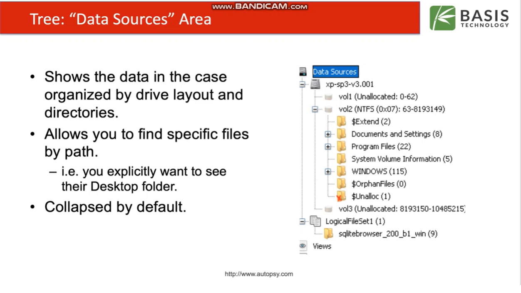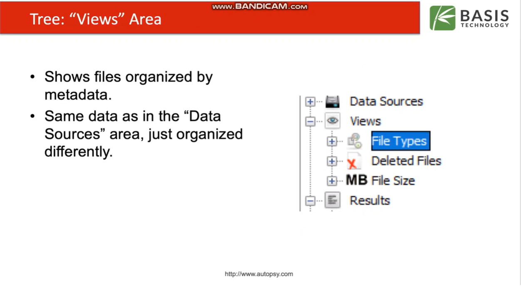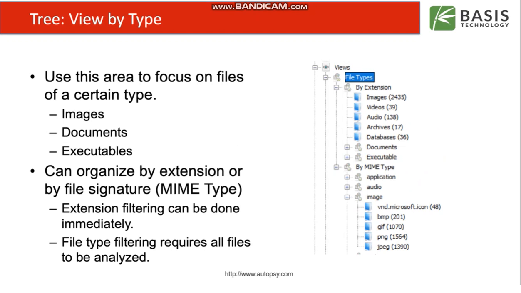The second part is the views area. This is showing you the same files that you would have found in the data sources area, but we've organized it based on different metadata. So there's views here based on file type, allocation status, or size. For example, we can view files by type here, and this allows you to focus on just pictures, just documents, just executables, etc. You have 2 choices of how to find these files. One is by extension, and the other is by MIME type, or file signature.